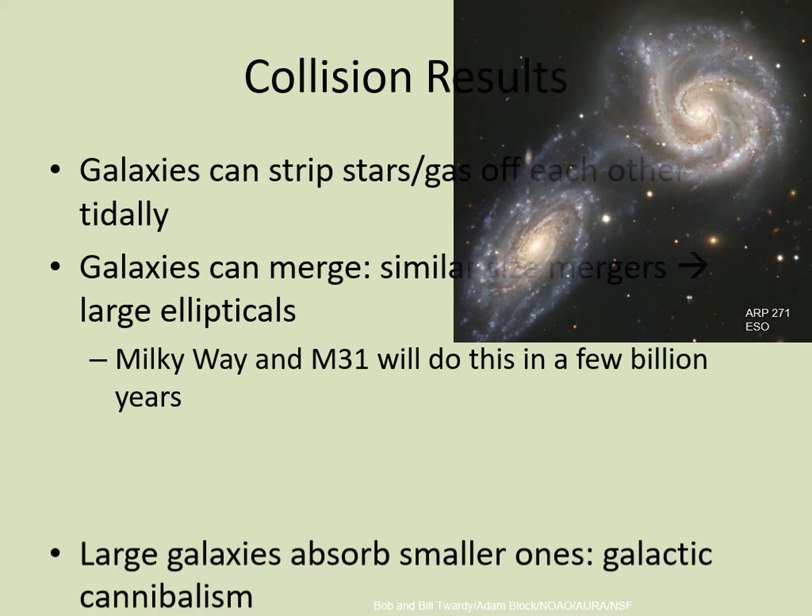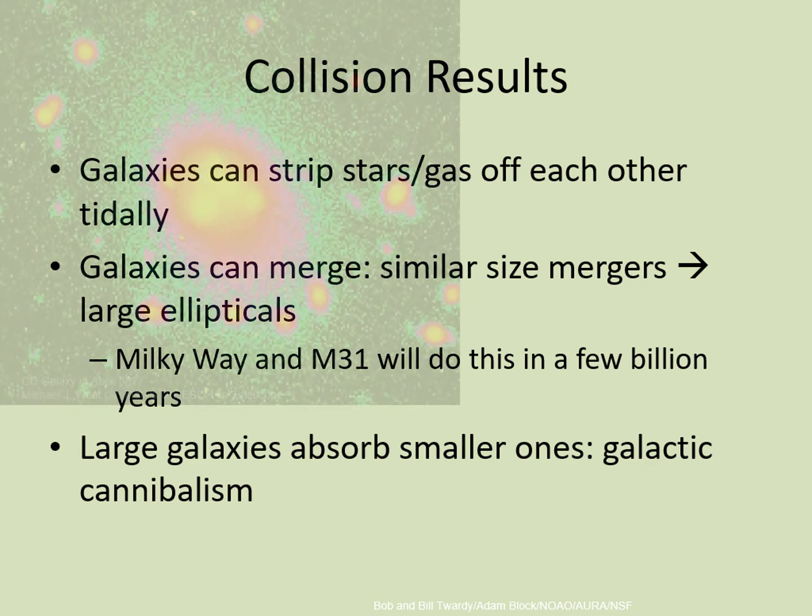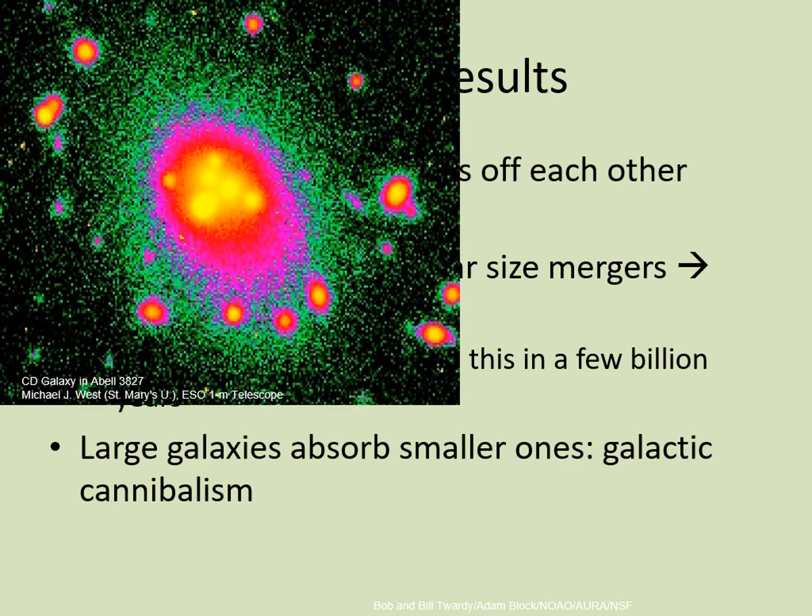Finally, large galaxies can simply swallow smaller ones in a process known as galactic cannibalism. We've already seen some examples of this when we looked at the star streams that are found around several galaxies, including the Milky Way. Also, the multiple galactic cores in the center of some giant elliptical galaxies are evidence of previous galactic meals.